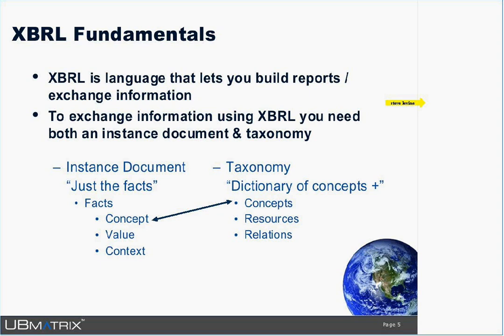Instance documents contain the information you want to exchange, just the facts. For example, you may have a concept gross profit, the value may be 1 million, the context may be the first quarter of 2009, the units are dollars. Instance documents are just flat lists of facts. The information on how to understand and organize the facts is in the taxonomy. Any exchange of information between two parties includes both the instance document and a pointer to the taxonomy.